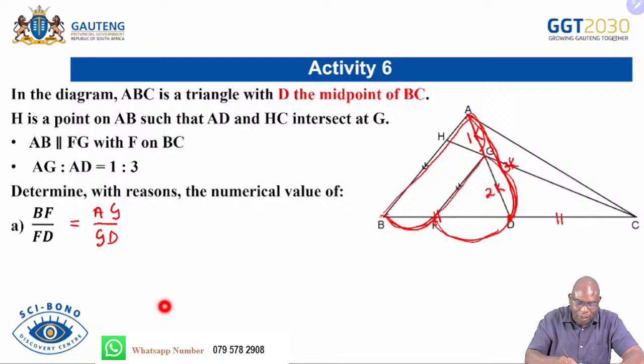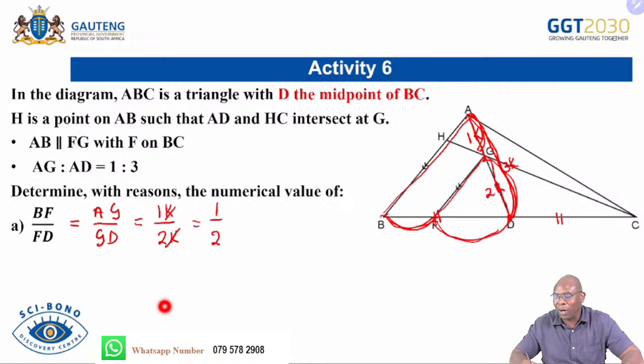Now I've already written AG, I know it's 1K, so I'm going to write 1K. GD, I already have it because I said that line will be 2K. So I'm going to say that's 2K. The K and the K cancel out. Don't forget to do that. And the answer will be 1 over 2. So now we've got BF over FD is 1 over 2.